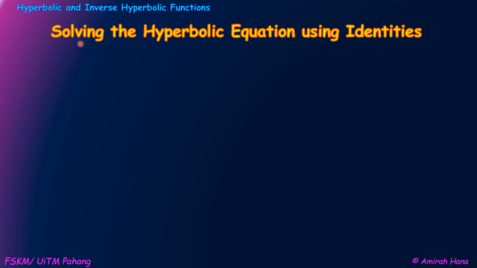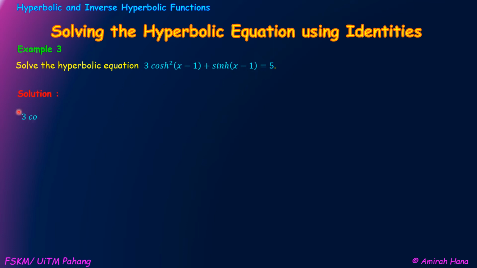Alright, now we continue with example 3 under solving the hyperbolic equation using identities. Solve the hyperbolic equation 3 cosh squared (x minus 1) plus sinh (x minus 1) equals 5. From the given question, we have squared here.